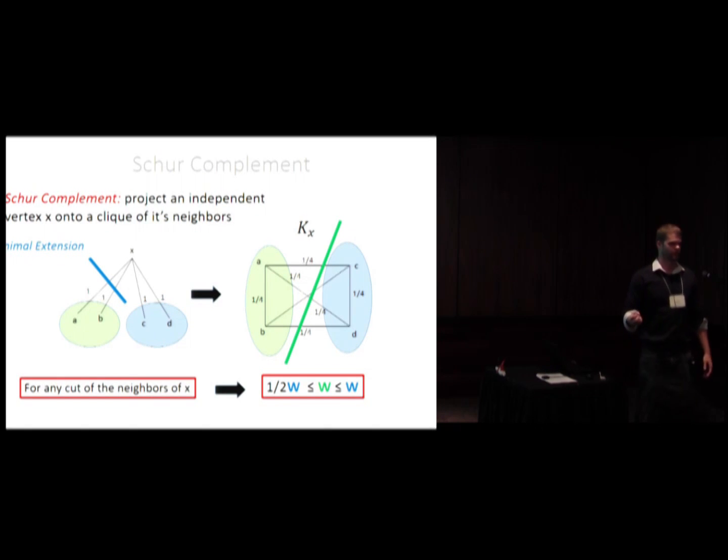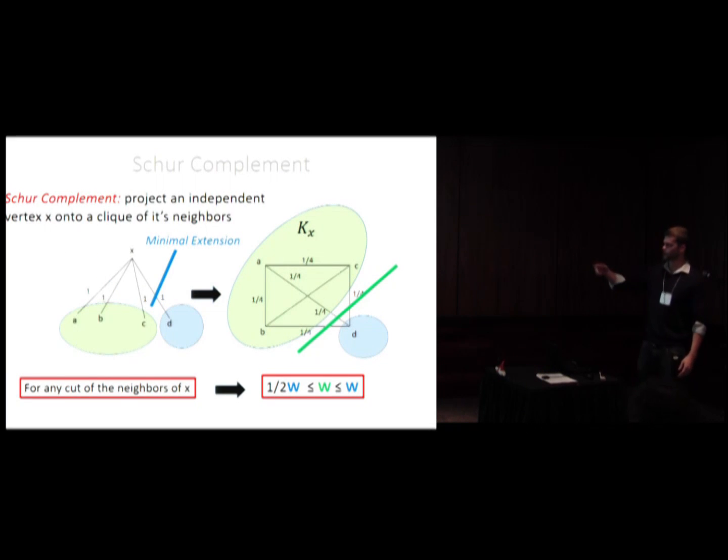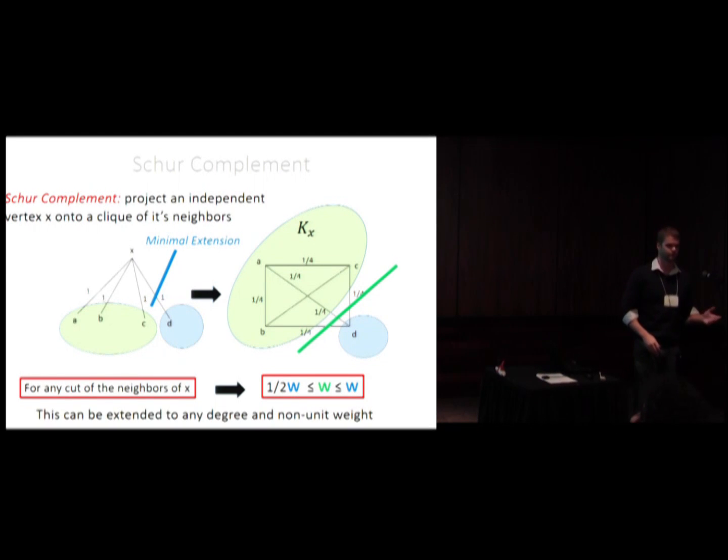And we claim, of course, that that is a 2 approximation of the weight. And similarly, suppose we cut 3 on one side and 1 on the other. The minimal extension here would be to cut just the 1, and the cut of D from the rest in the clique would give 3/4. And this would keep the 2 approximation. So this Schur complement tool, right, projects a clique that gives a very good representation of what the minimal extension weight will be for any cut that we take within this smaller graph. And the Schur complement can be extended to any degree and non-unit weight.